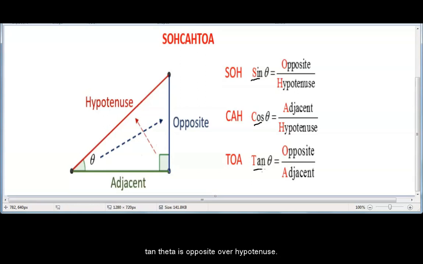Sin theta is opposite over hypotenuse. Cos theta is adjacent over hypotenuse. Also, when you divide the opposite by the adjacent, you get tan theta.